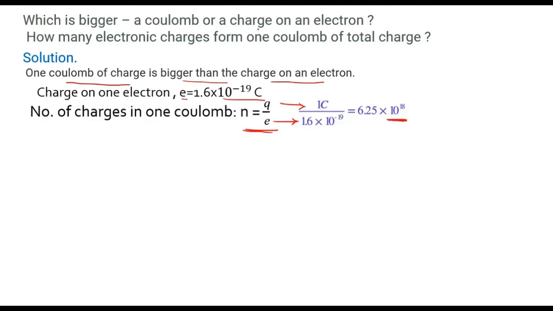So naturally what we can say is that the number of electrons that are present in 1 coulomb of charge is 6.25 into 10 to the power 18. So obviously 1 coulomb of charge is bigger than the charge on an electron.